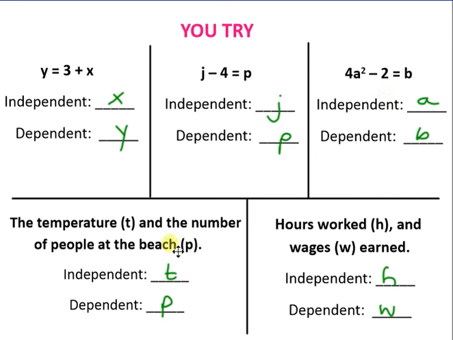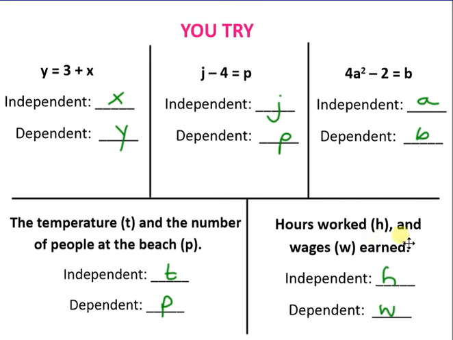And then for the last two, the temperature and the number of people at the beach. The dependent is the number of people at the beach, because the temperature is the independent. So the number of people at the beach are dependent on how warm it is. The warmer it is, the more people at the beach. The colder it is, the fewer people at the beach.